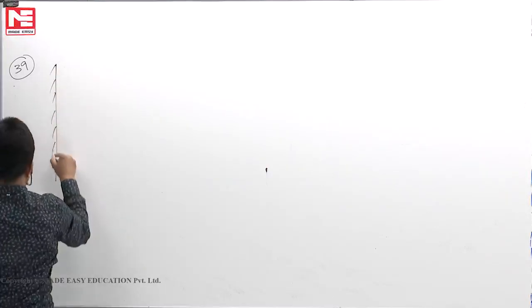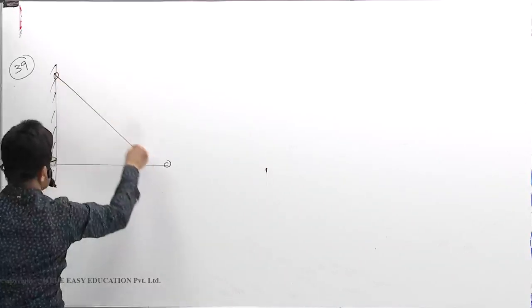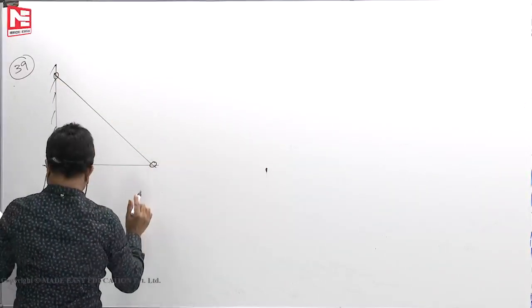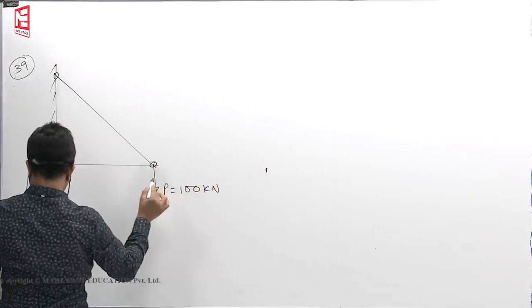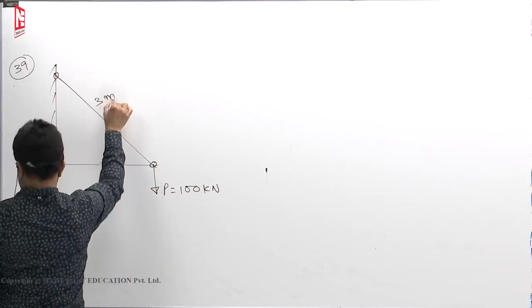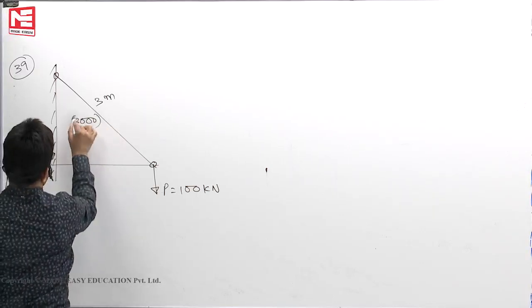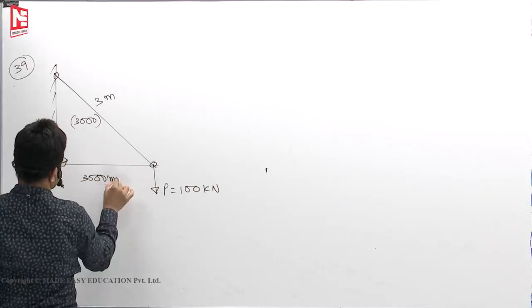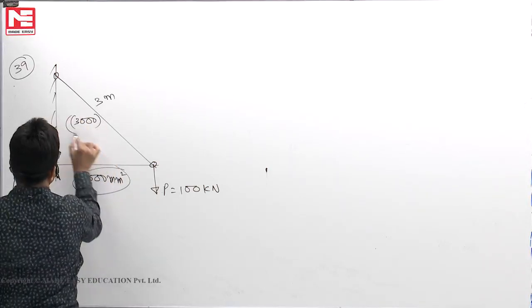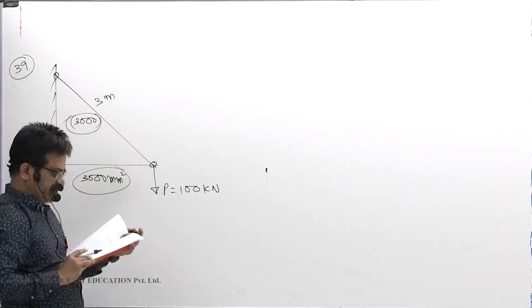A pin jointed truss is shown below. The applied load is 100 kilonewton, 3 meters, 3000 mm square. This is also 3000 mm square; the brackets are in mm square. The E value is given. So a pin jointed truss is there.